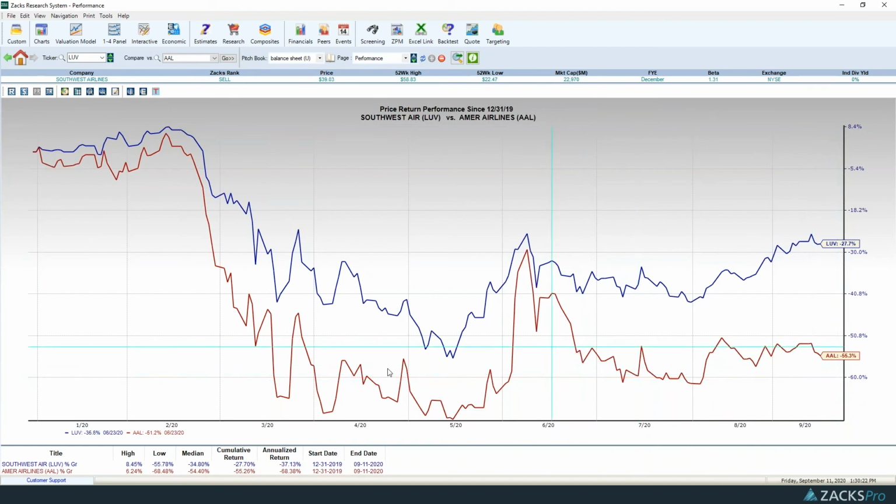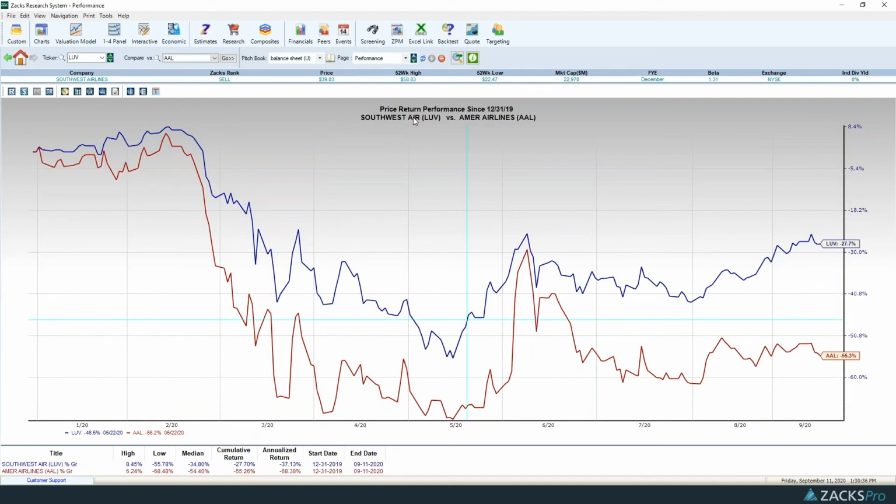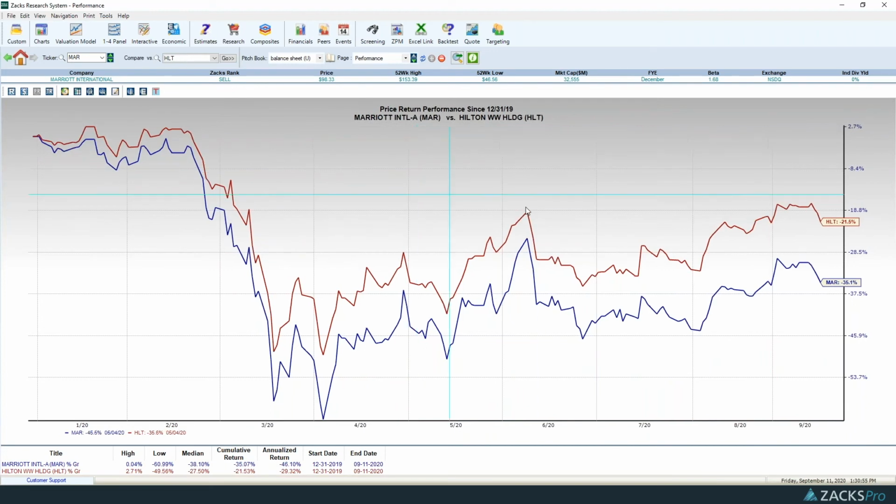So the same analysis you can do for all of these other companies that I had mentioned here. You can look at the same set of metrics for Marriott versus Hilton, as well as Walgreens versus CVS. Again, these are both companies that are facing the same set of challenges, but one has done much better, and I would attribute much of that to the difference in their liquidity and their cash position relative to the liabilities that they have.